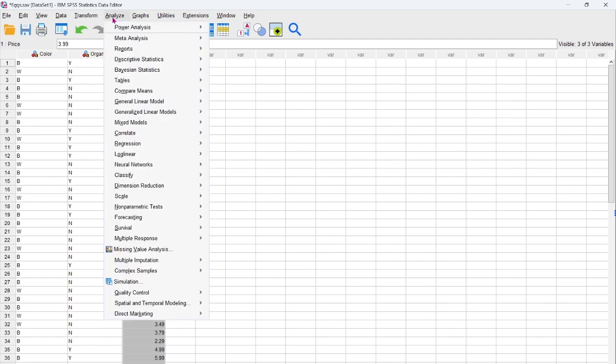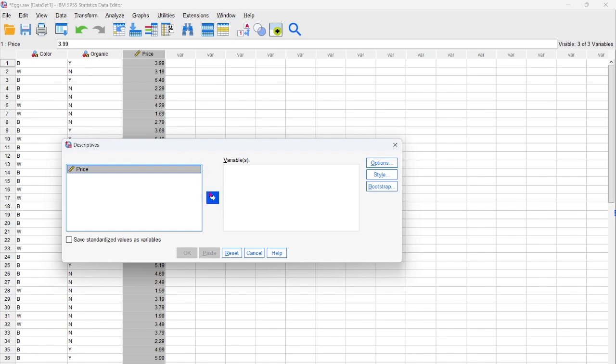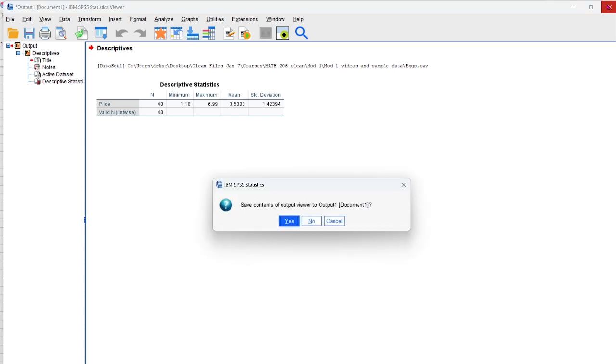We could again go under Analyze, Descriptive Stats, Descriptives, just to look at our basics, and then look at our mean and standard deviation. So the mean price is $3.53. The standard deviation is $1.40. They're kind of variable, but not super variable. The min is $1.18. The max is $6.99. There's 40 samples. So that's our basics. But we want a confidence interval.